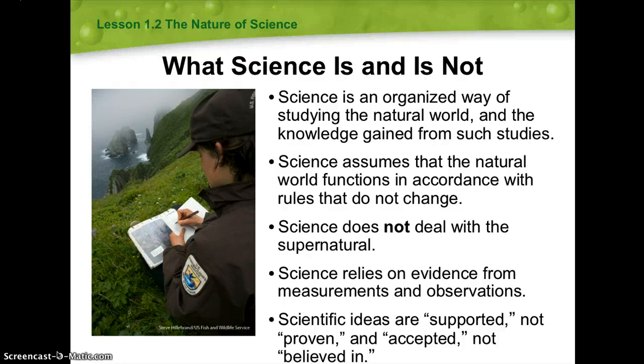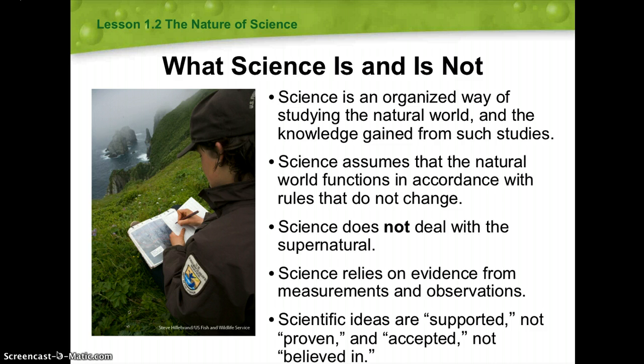Science is an organized way of studying the natural world and the knowledge gained from such studies. And that system that we use is referred to as the scientific method. Science assumes that the natural world functions in accordance with rules that do not change. Science does not deal with the supernatural, because when you study the supernatural, you cannot have factual information to back up your findings. In science, everything is supported through research and data and generated facts.